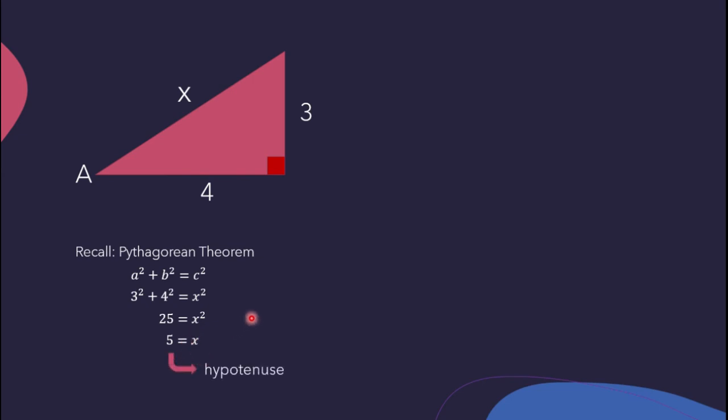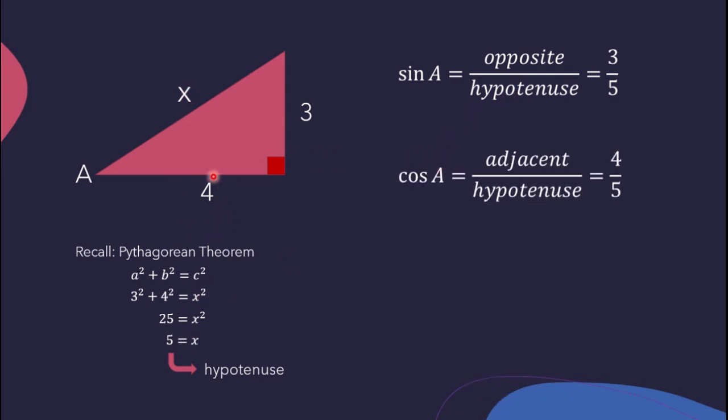So we will solve the sine A. Sine A is opposite over hypotenuse, which is 3 over x, which is 5. So 3 over 5. Cosine A is adjacent over hypotenuse, where adjacent is 4 and the hypotenuse is 5. Tangent A is opposite over adjacent, which is 3 over 4.